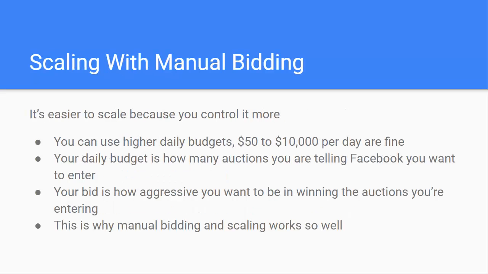Okay. Now, scaling with manual bidding, it's easier to scale because you control it more. You can use higher daily budgets, like $50 to $10,000 per day are fine, even more are fine. Your daily budget is how many auctions you're telling Facebook you want to enter. Your bid is how aggressive you want to be in winning the auctions you're entering. Okay, that makes sense? This is why manual bidding and scaling work so well, because you control it big time. Whereas with auto bidding, you don't control anything.